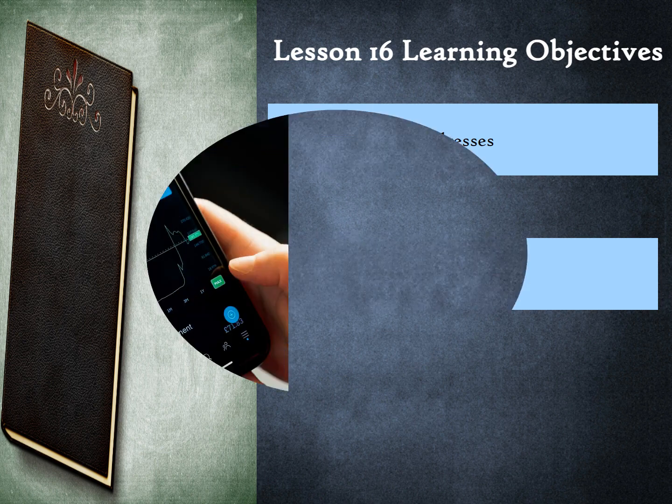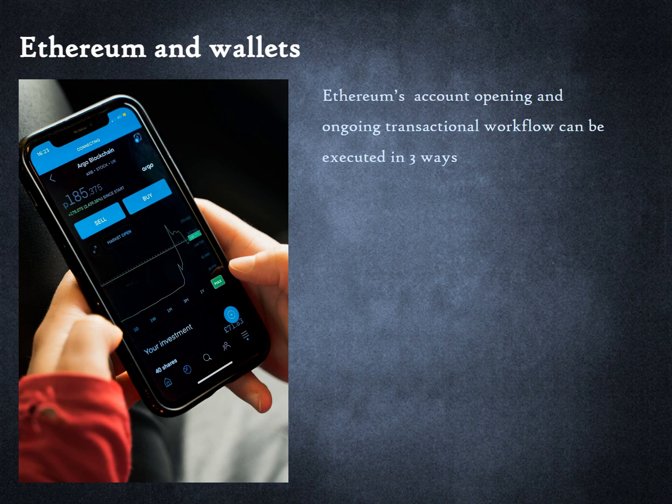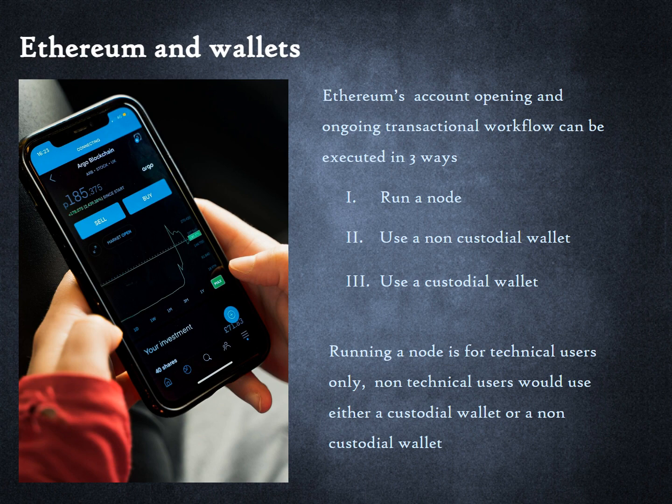Let's get started. Before we go further in this lesson, it is useful to note the role of wallets in the Ethereum ecosystem. Just like Bitcoin, Ethereum has an account opening workflow and an ongoing transactional workflow. Just as in Bitcoin, the options for opening an account and transacting on Ethereum are the same. You can run a node, use a non-custodial wallet or a custodial wallet. As in Bitcoin, running a node is for technical users only. Many users would use a non-custodial wallet and a majority of users use custodial wallets.